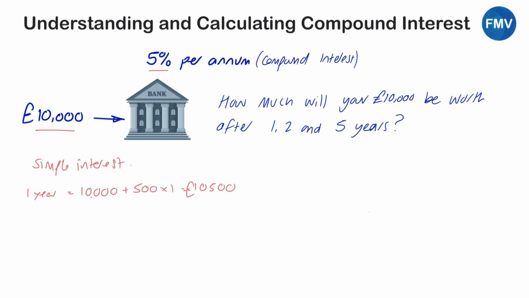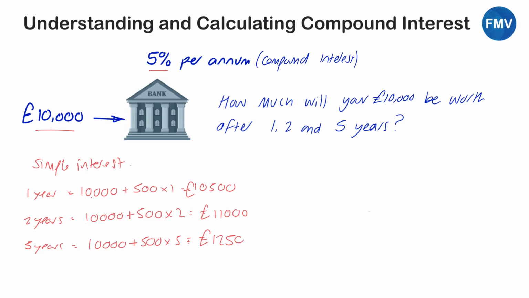10,500 back. Now, if we'd invested that for 2 years, we'd have got the original 10,000 back, plus £500 times 2 years, and that would have given us £11,000 back. The question asks for 5 years, so we would have got £10,000 plus £500 multiplied by 5, which is £2,500, so that gives us £12,500.